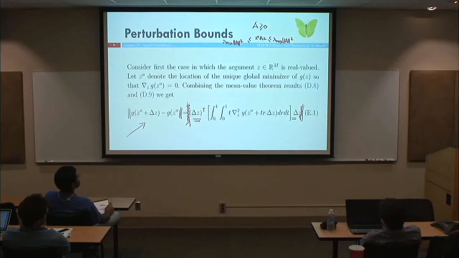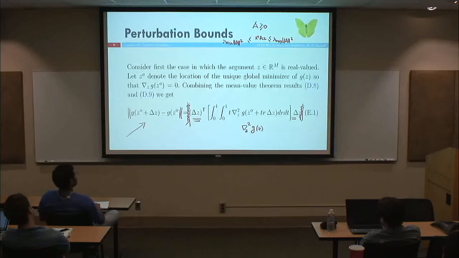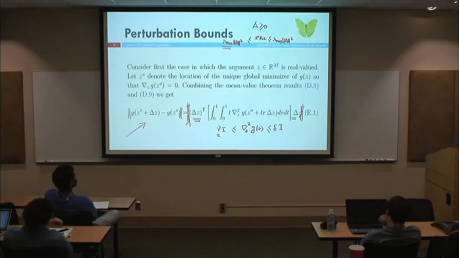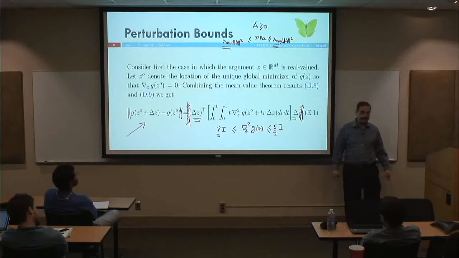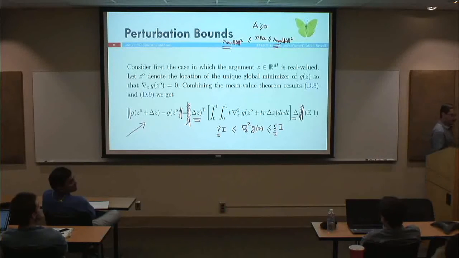Because the Hessian matrix, in this case, is upper bounded by delta by assumption, and lower bounded by nu, right? So this nu is definitely smaller than the lambda min of the matrix, and this delta is larger than the lambda max of the matrix, right? Sorry, this is the norm of x. Okay, norm of x.